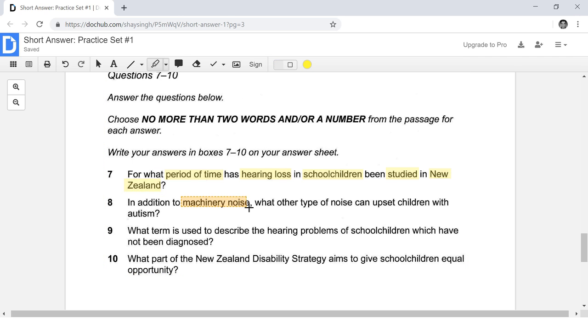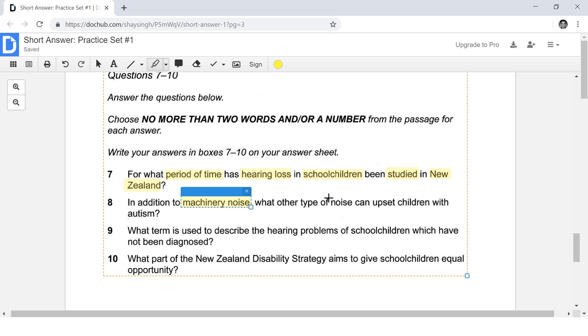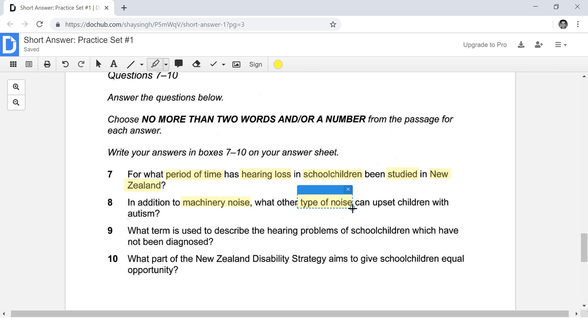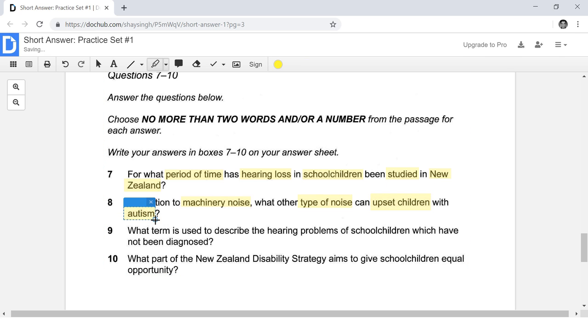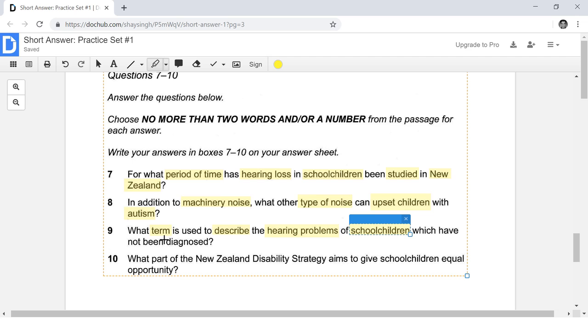Now, for the next one, machinery, noise, type of noise, so more of noise, something about upsetting children, autism. Autism should be much easier to find in comparison to the rest of these keywords, but we'll see how that plays out. Okay, now here, something about a term, description, hearing problems, school children, and something about diagnosis. I'm not going to underline that. I think that this is enough for us to find the answer.